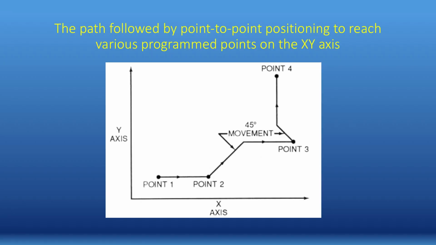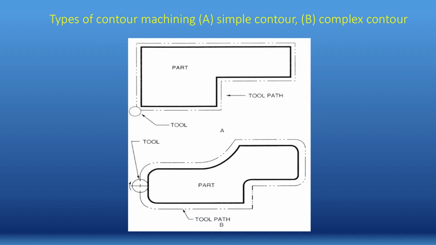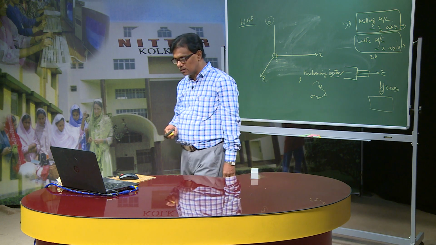So, this is the simplest type of point to point coordinate system. That means if you want to create a hole here, then a hole here, then a hole here, and so on. The first part is a contouring example, but the difference is that the upper part is simple contouring, and the lower part is a bit complex contouring.